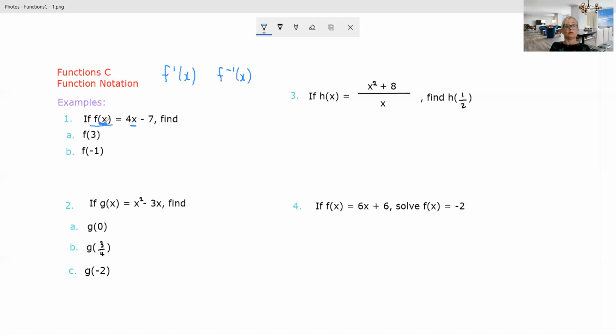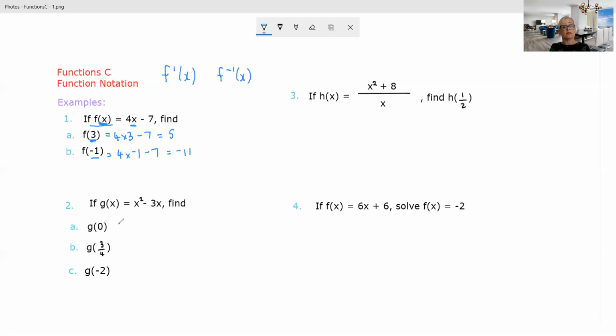Basically, all we do here is wherever we see an x, we're going to sub in whatever this value is. So if we want f of 3, we're going to get 4 times 3 minus 7, which is 12 minus 7, which is 5. F of negative 1, wherever we see an x, we're going to sub in negative 1. So 4 times negative 1 minus 7, which is negative 11.